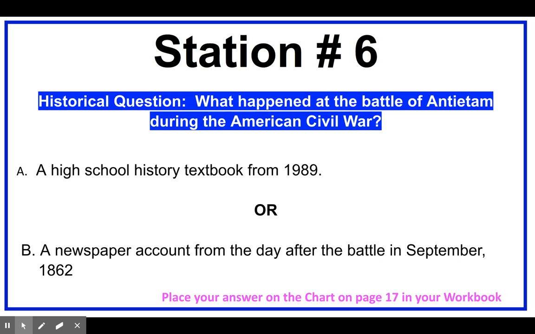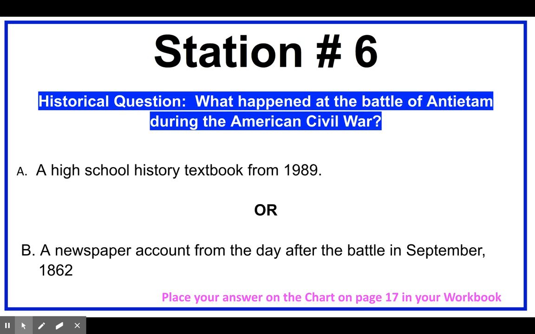So you're going to hit stop on this presentation. You're going to fill in your chart on the bottom of page 17 and then press start when you're ready to review. Welcome back, my dears. You're ready to review? All right, we want to know what happened at the Battle of Antietam. Are we going to use the high school history book, or are we going to use the newspaper account from the day after? What do you think?